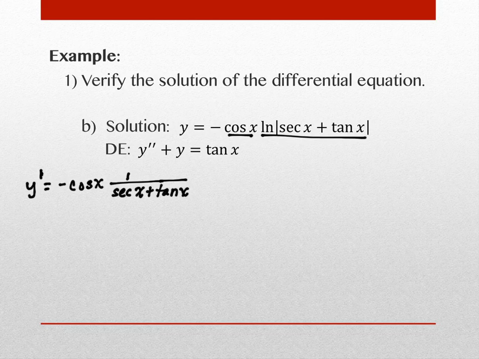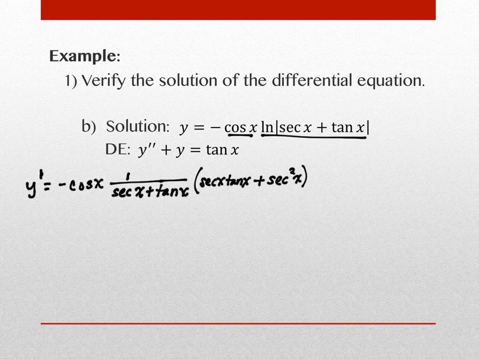But then I need the derivative of the secant x plus tangent x part, right? All the stuff that's inside there. So what is the derivative of secant of x? Secant x tangent x. And what is the derivative of tangent x? Secant squared. Okay, is everybody good with that? That's half of my derivative, but it's the harder half. It's the part that used the product rule for the second piece.